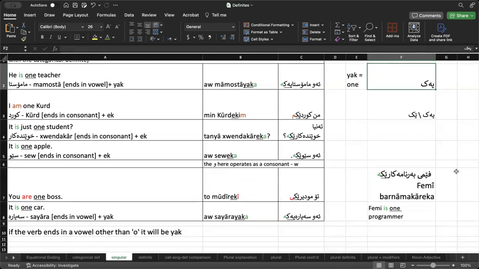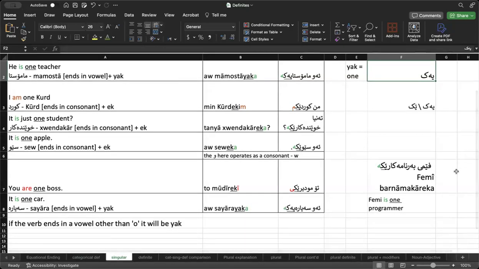Tanya, khwendekareka. I start a Zoom class. There's only one student. Tanya, khwendekareka. Or yek khwendekara. If you're trying to make an emphasis, like there's just one student or just one of something, you would say yek khwendekar, yek mamosta. Say there's 1,000 students and there's only one teacher. Hazar khwendekar u yek mamosta. So they're just different ways to place the nuance. But for right now, this is all we need to know, just the basic singular.